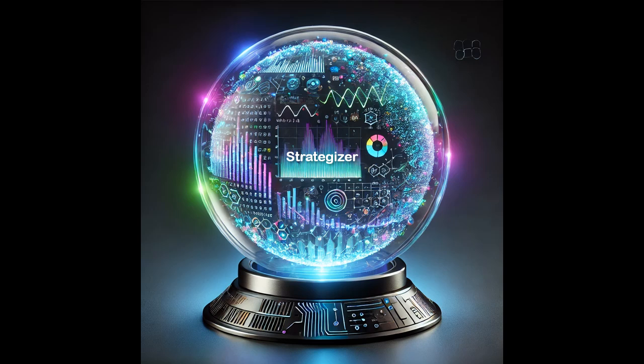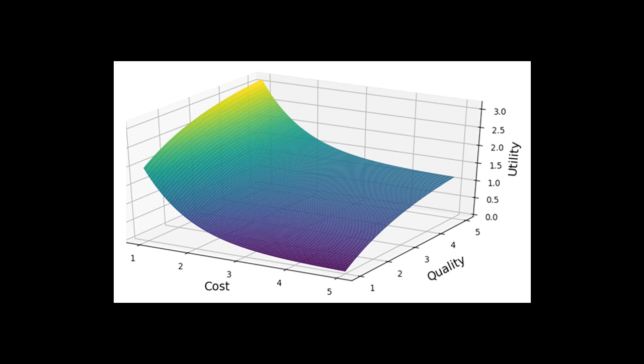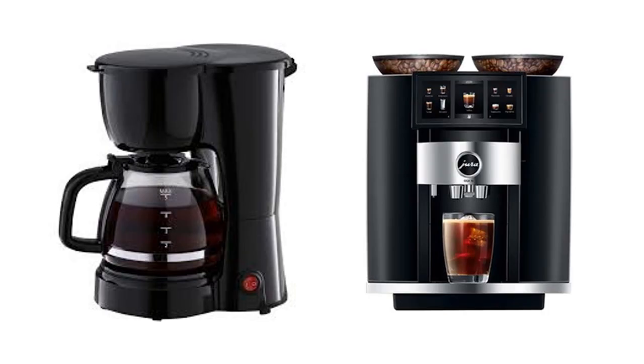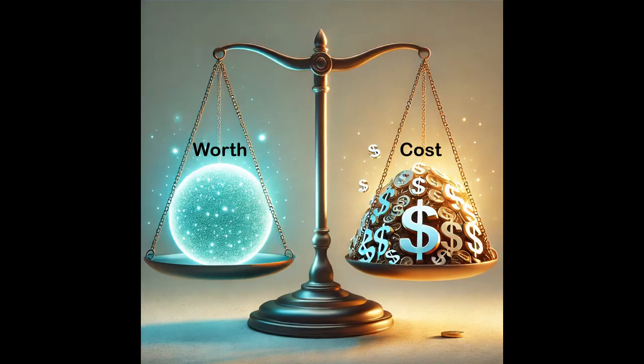Think of it like this. Utility is basically how much satisfaction or usefulness something gives you. Okay, so like choosing between a simple coffee maker or one of those fancy ones that can make lattes and everything. Exactly. That fancy one might seem really cool at first, but let's be real, you're probably just hitting the regular coffee button most of the time. Yeah, probably, like 90% of the time. Exactly. So Strategizer is kind of like doing that same kind of thinking, but for a whole community.